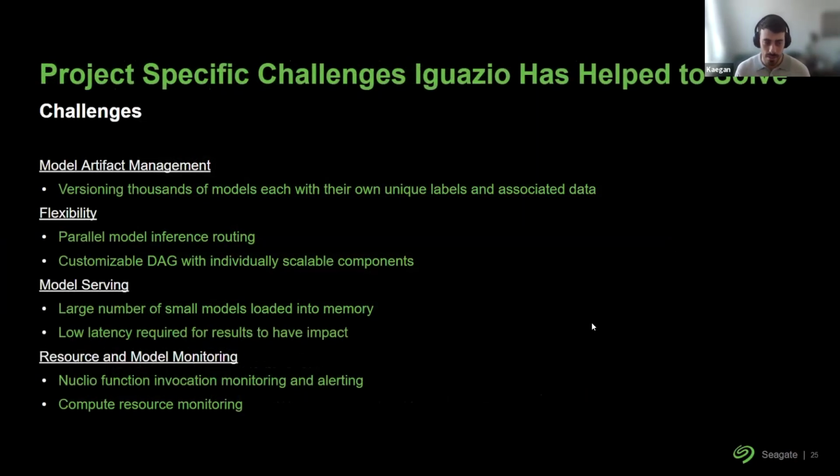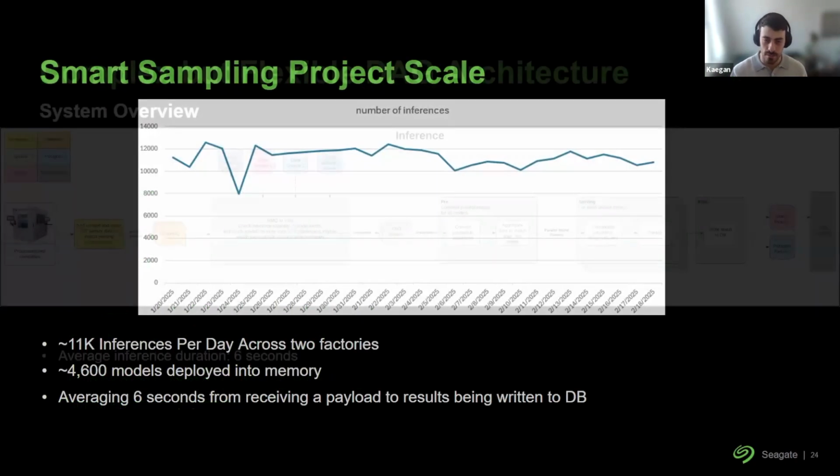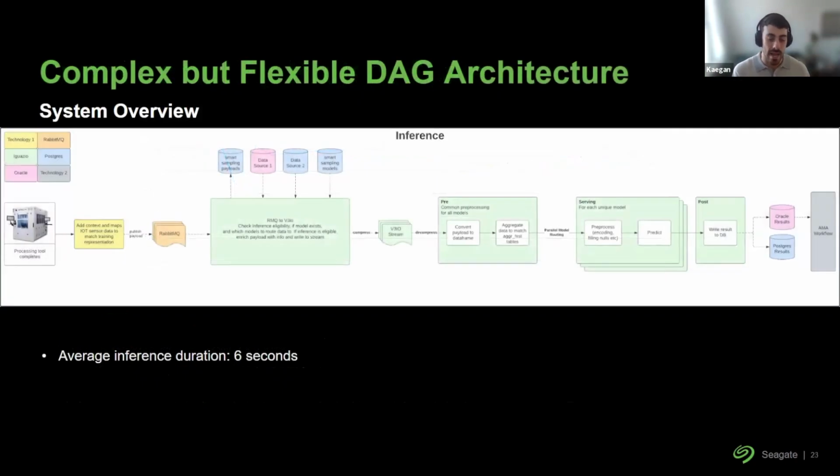So, challenges for this project, mainly the model artifact management: versioning thousands of those models, each with their own unique labels and associated data. How we actually choose to deploy models is really important too. Like in AMKPIV, the first project that we discussed, it's unsupervised, right? So we're actually just taking the latest model, the model that was trained with the latest data. We're going to take that one.